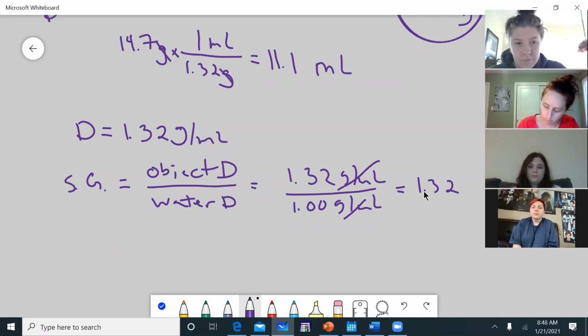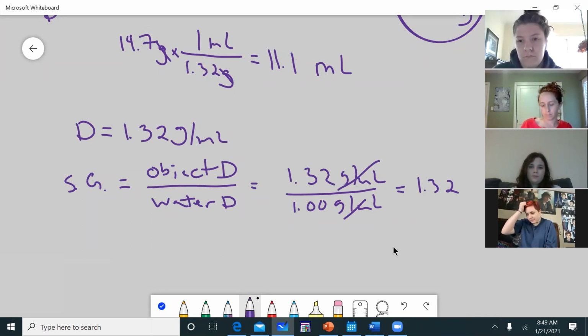Why would you use that? If you want to change units and things like that. We don't do a whole lot with specific gravity, but if you get a question on the homework or something like that, that's what you're doing. You're just taking it and dividing it by 1 to strip the unit.